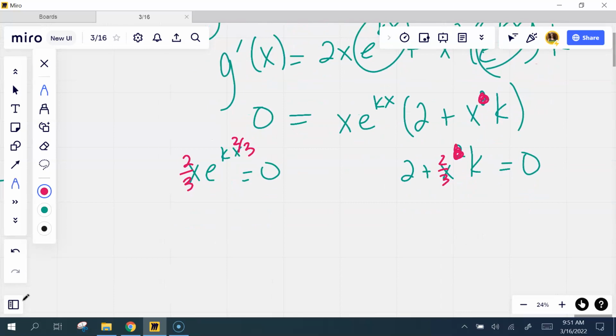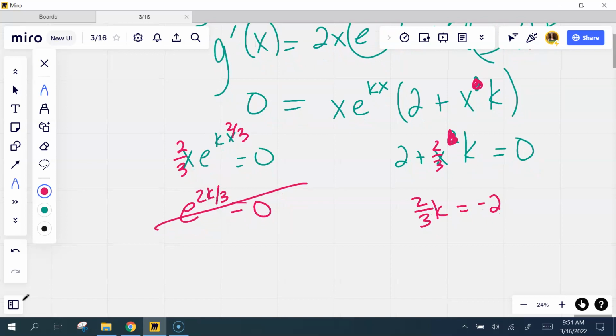All right. Here, divide. e to the 2k over 3, that's never going to be 0. You can't raise e to anything and get 0. There's an asymptote there. Think about your growth. That's never going to happen. It's not going to impact my answer. So now I'm just focused on this little piece over here. So I subtract 2, multiply by the reciprocal, negative 6 over 2, 2's cancel, so negative 3, which is B.